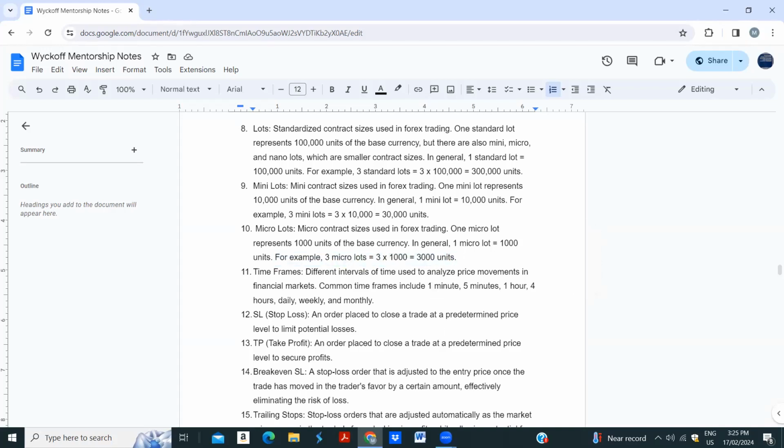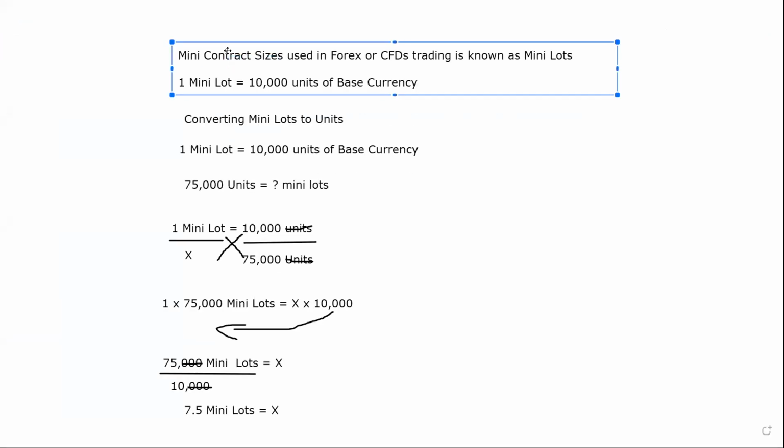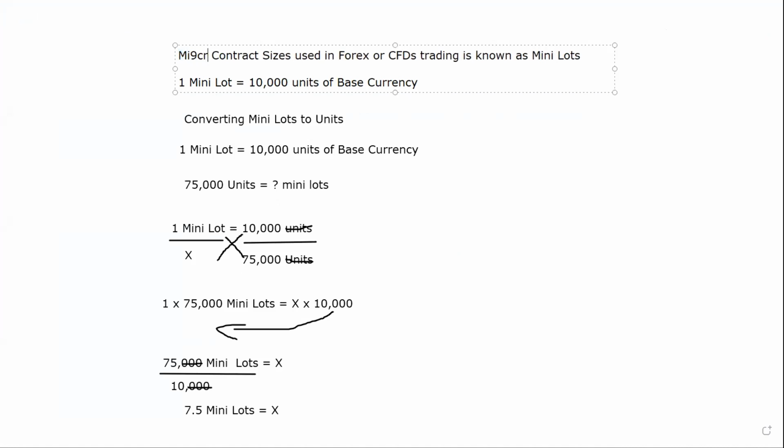All right. So I'm going to show you everything on the whiteboard so that you can understand the concept properly. So mini will be converted into micro. Because we are talking about the micro contract sizes used, we call it micro lots. One micro lot is equal to 10,000. Sorry, 1,000 units of base currency.